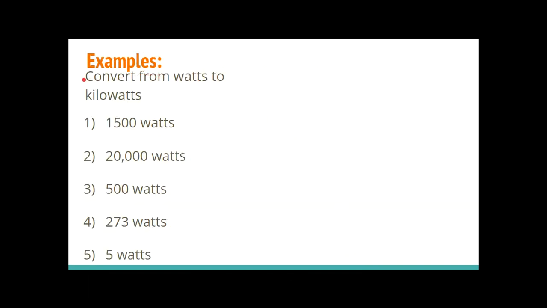So now I want you to pause, and do the calculations here, and then you can check your work. Convert from watts to kilowatts. 1,500 divided by 1,000: 1.5 kilowatts. 20,000 watts divided by 1,000: 20 kilowatts.